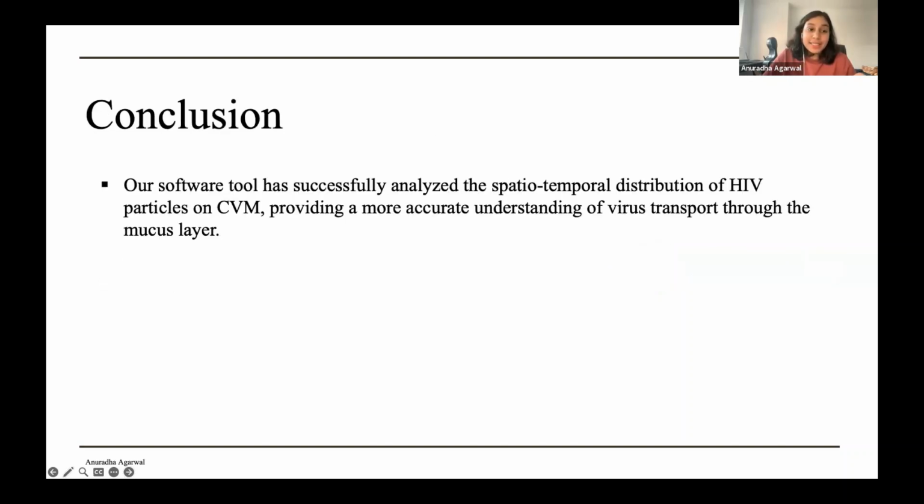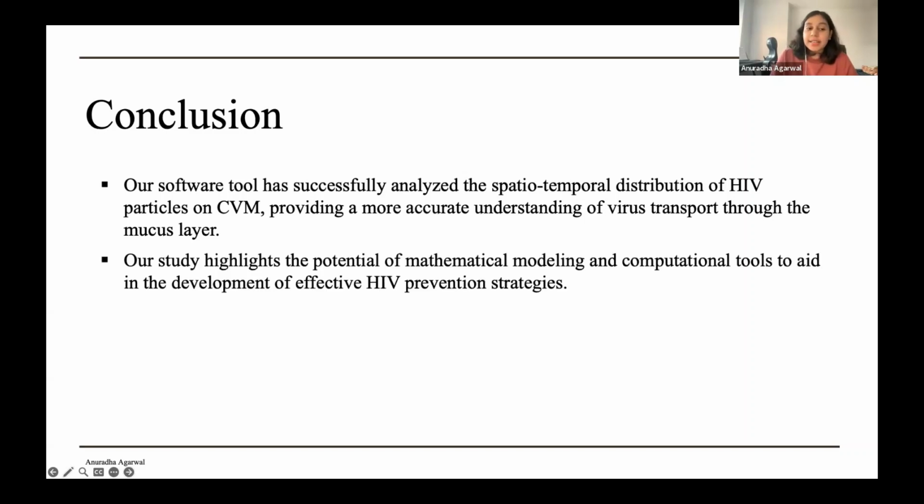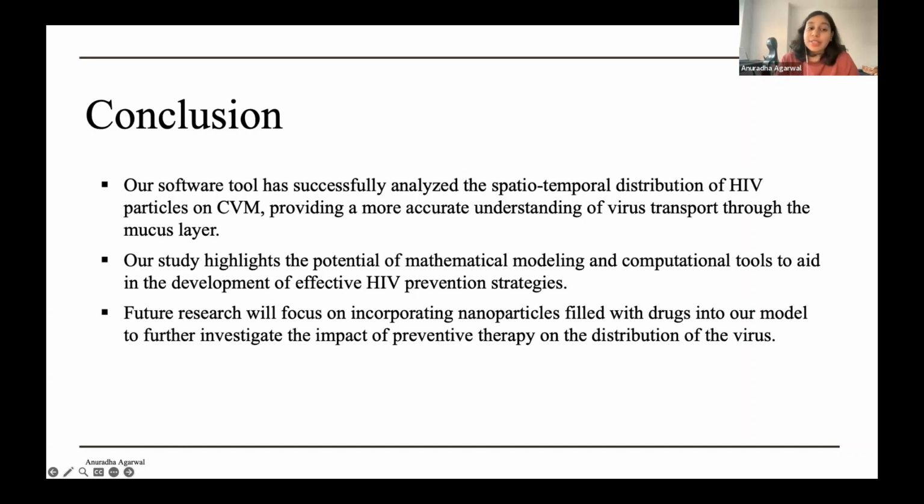In the end, as conclusion, our software tool has successfully analyzed the spatiotemporal distribution of HIV particles on CVM, providing a much more accurate understanding of virus transport through the mucus layer. Secondly, our study highlights the potential of mathematical modeling and computational tools to aid the development of effective HIV prevention strategies. And finally, future research will focus more on incorporating HIV drug-filled nanoparticles into our model to further investigate the impact of preventive therapy on the distribution of the virus. Overall, this study demonstrates the potential of mathematical modeling and computational tools, and we hope these findings will contribute to the ongoing efforts to combat the global HIV epidemic.